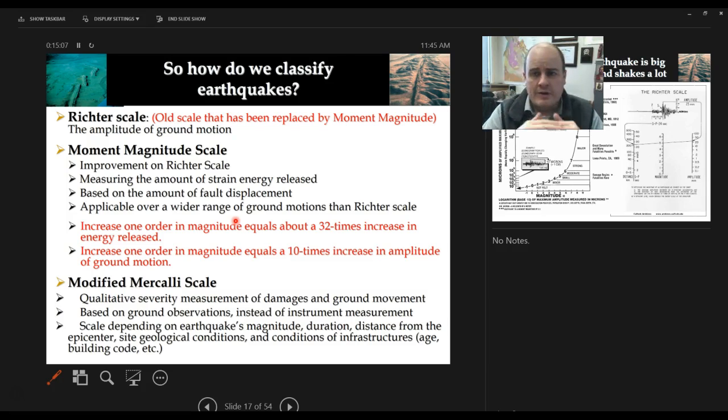Whereas in ground motion, it's not a 32 log scale, it's a 10 log scale. So from a 1 to a 2 is a 10 times difference. From a 1 to a 3 is a 100 times difference, 10 times 10. We'll come back to this in just a bit.